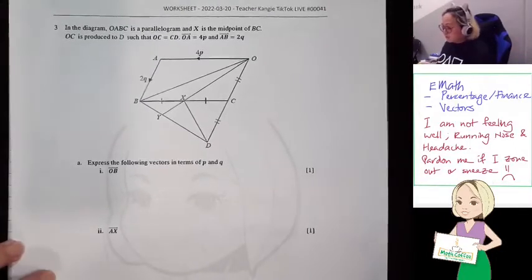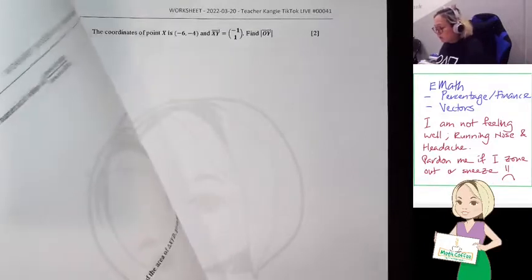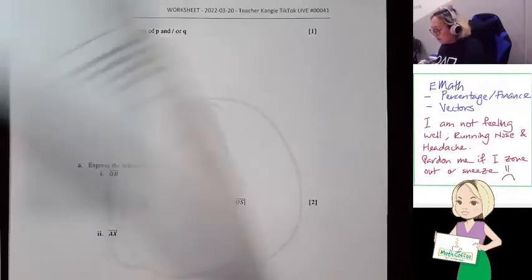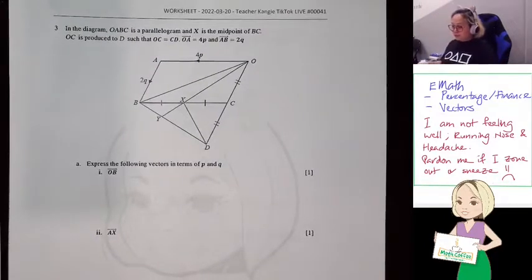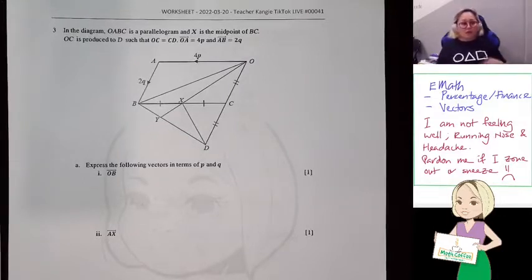So this is the second last question. Question 4 is not so tough. I feel that question 3 is another tough one. Okay, this is a typical question that they come out with during O-level, right? They give you a diagram with all these things, and then they ask you to find the vectors. No problem. Okay, so let's continue.